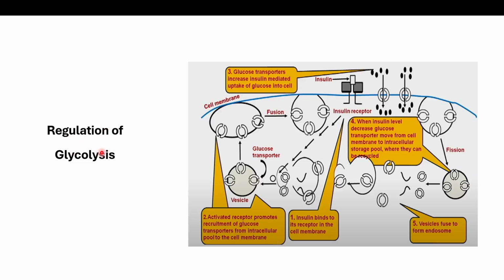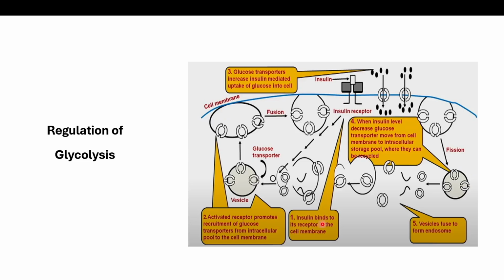Next, if we talk about regulation of glycolysis, there are different kinds of proteins called transporters, specific to different kinds of molecules, other proteins, or ions. So suppose there is insulin hormone in our body.